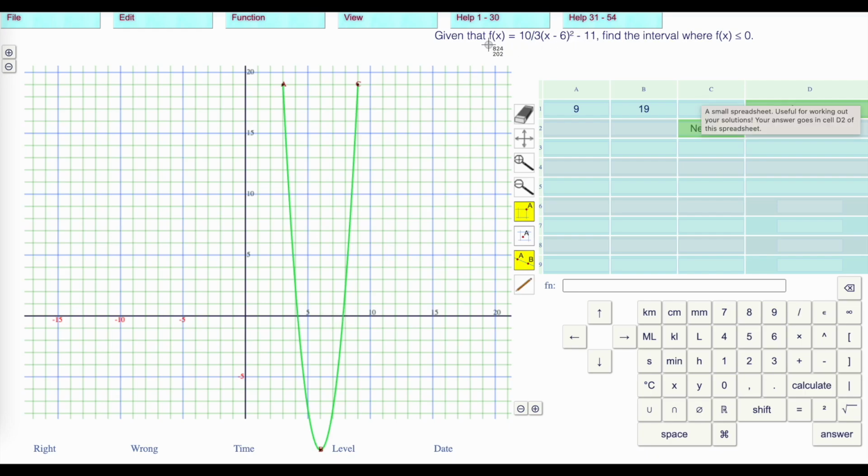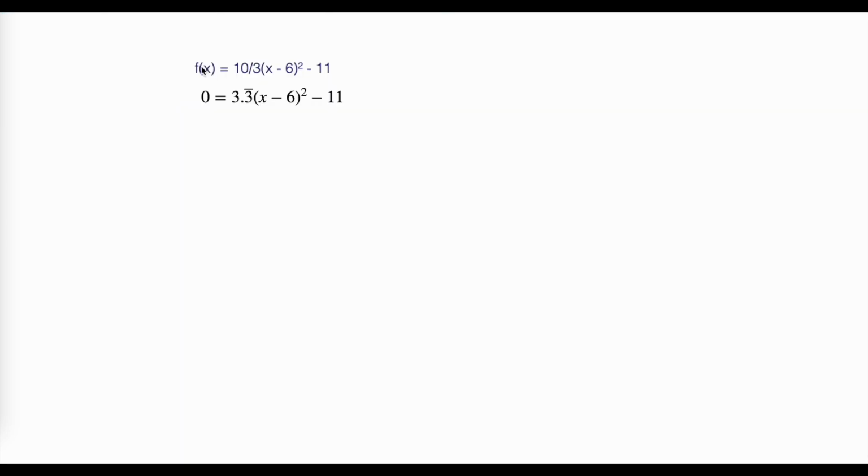Let us algebraically calculate those zeros. We set the function to 0, or we set the y value to 0. 10 divided by 3 is 3.3 repeating. We have 3.3 repeating times x minus 6 all squared minus 11. I want to get rid of that minus 11, so I'm going to add 11 to both sides. That gives us 11 is equal to 3.3 repeating times x minus 6 all squared. I want to get rid of the 3.3 repeating, so I'm going to divide both sides by 3.3 repeating.